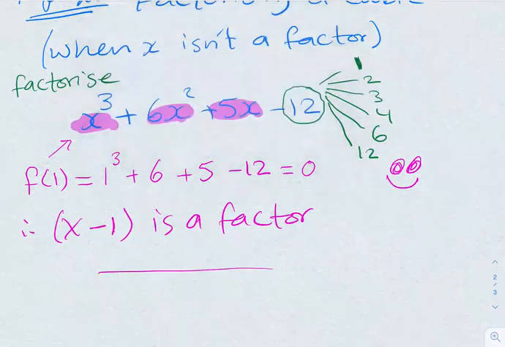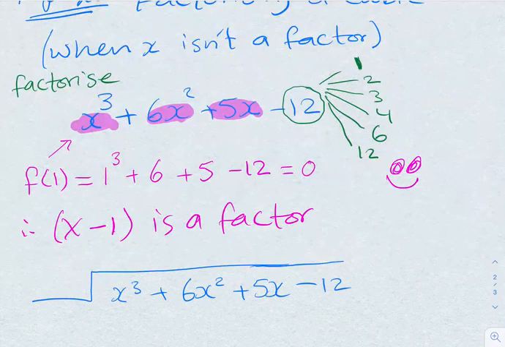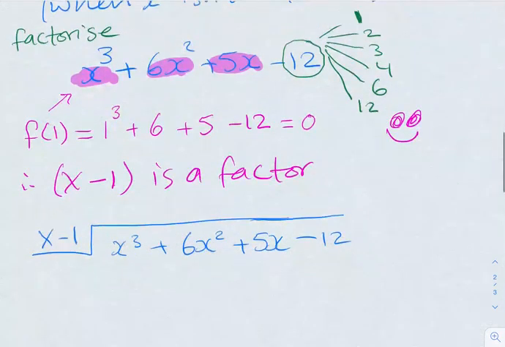So this is going to be a long division of x cubed plus 6x squared plus 5x minus 12. This is my original expression divided by the factor, which is x minus 1. So you do the long division now to find the quotient.